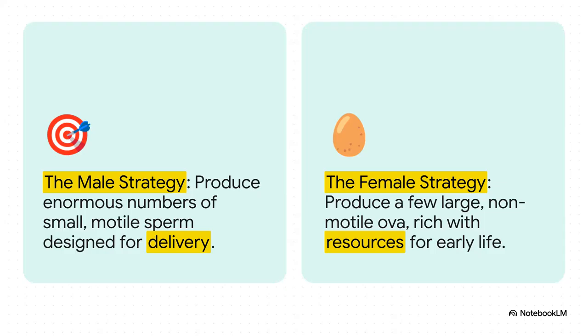And here you can see their different game plans laid out. The male strategy is all about quantity. The goal is to produce a truly mind-boggling number of tiny, mobile sperm cells. On the flip side, the female strategy is all about quality. The focus here is on making just a few large egg cells that are packed with all the nutrients and resources needed to get a new life started. It really is a classic case of quantity versus quality.